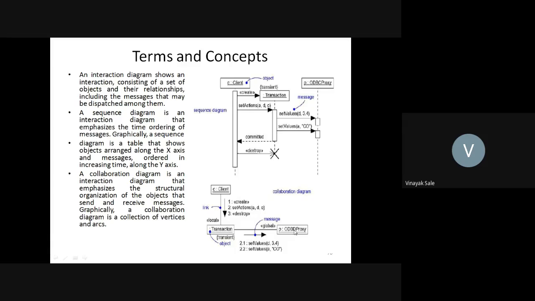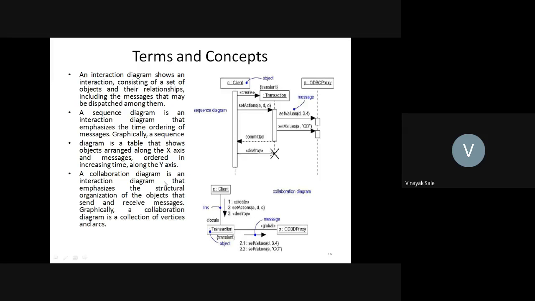There is no message from ODBC proxy to transaction. See in the sequence diagram and also in the collaboration diagram. Then the third message is sent from transaction to client: committed. This is one message sent, that is local here, and then you send a destroy message from client to transaction. Then this is the third message, destroy.